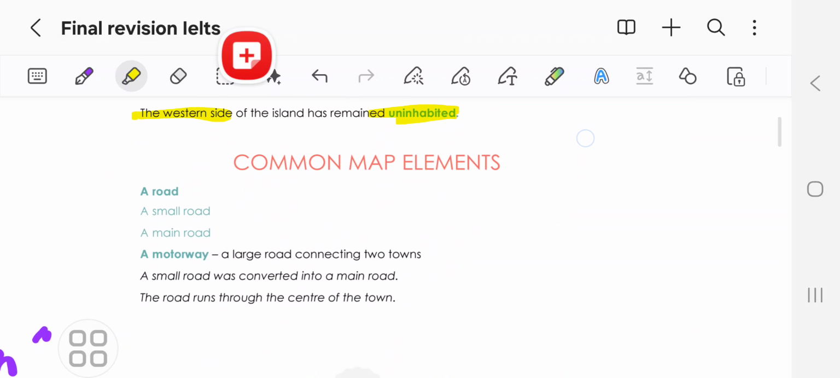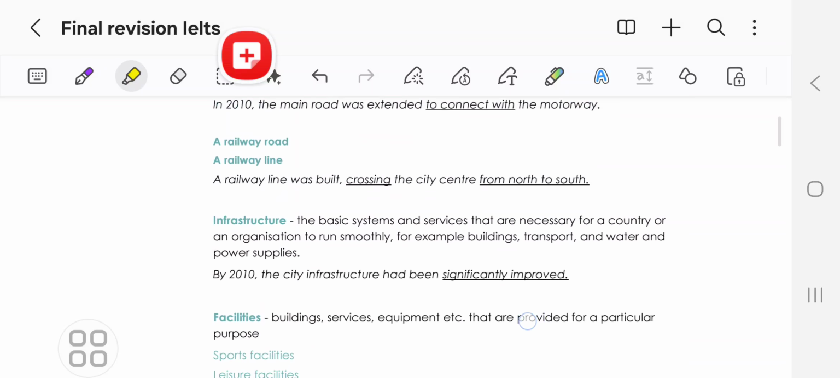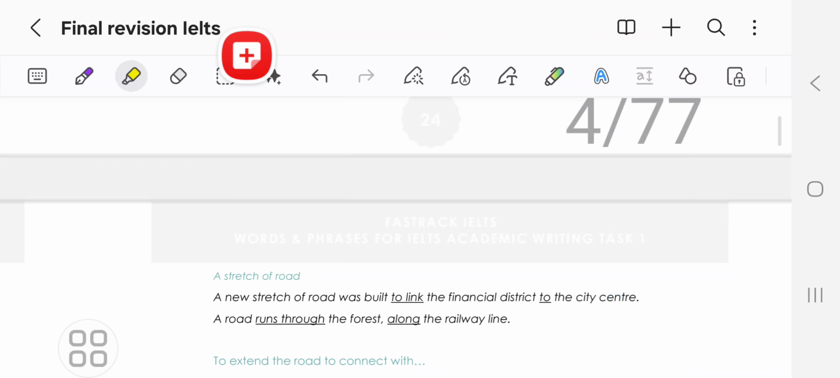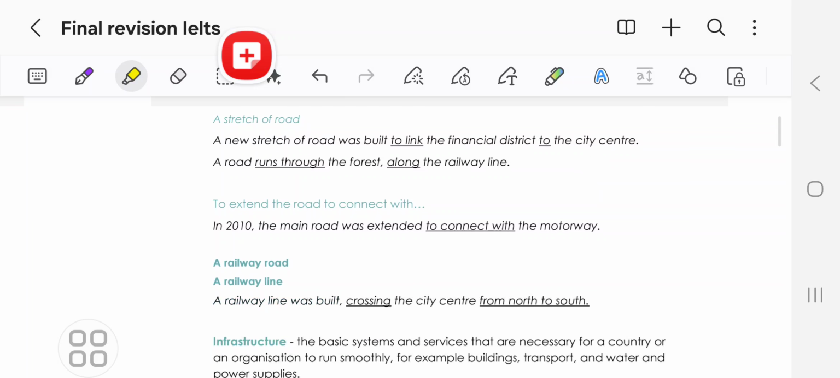Western side uninhabited. Okay, common map elements: a road, motorway, small road converted into main road, roads converted to the center part. So that's the common elements of the map. That's it. It's not a common question, so don't spend much time on it. But let's give some seconds to the structure for the sentence. A stretch of the road, a new stretch of the road, the road runs through it. Okay, so the road runs through it, new stretch. Just remember that. To extend the road, to connect with. The main road is extended to connect with the road crossing the city, from north to south.